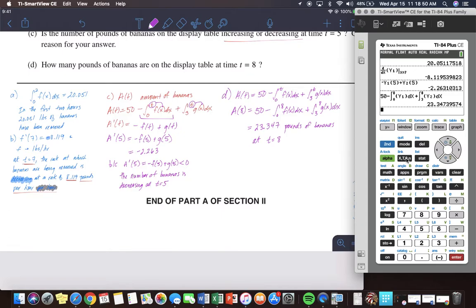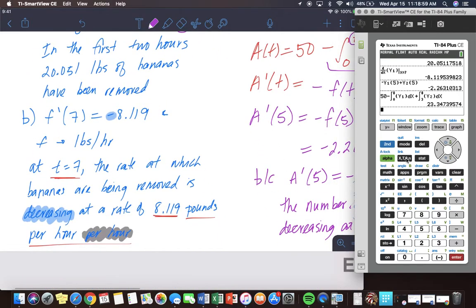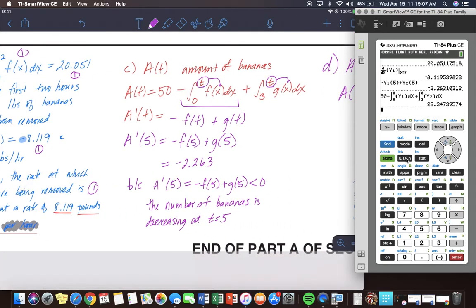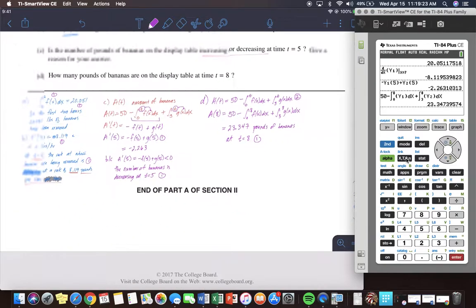As far as points are concerned, part A would be worth 2 points: 1 point for your integral, 1 point for your answer. For part B, you would get 1 point for your value, 1 point for the meaning. In part C, if you consider f of 5 and g of 5, that's this step here, you'd get your point, and then your answer with your reason would be your other point. In part D, you would get 2 points for your integral, all or nothing, and then 1 point for your answer. There's your 9-point breakdown for this one.